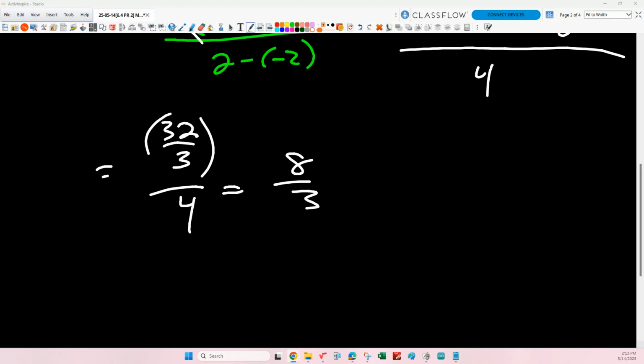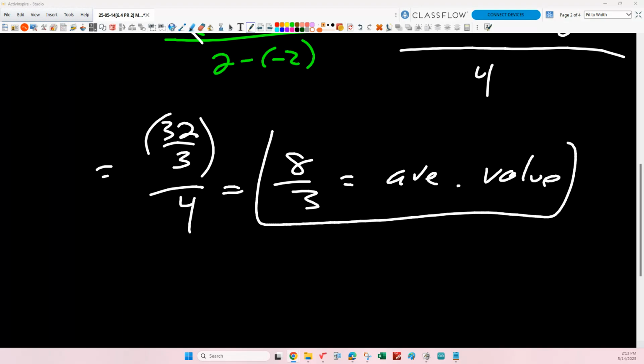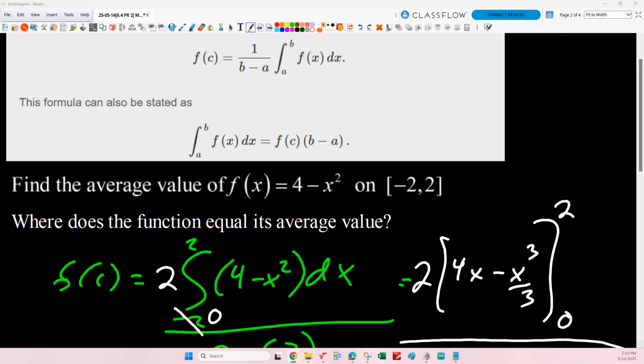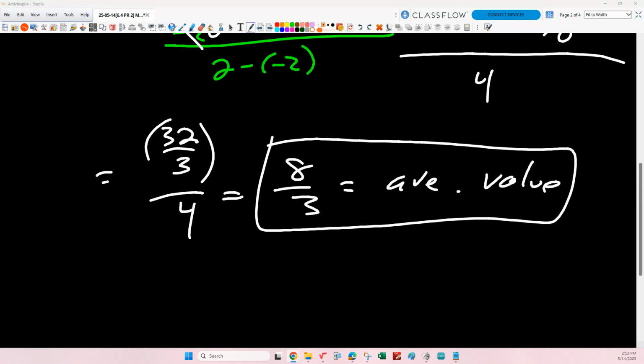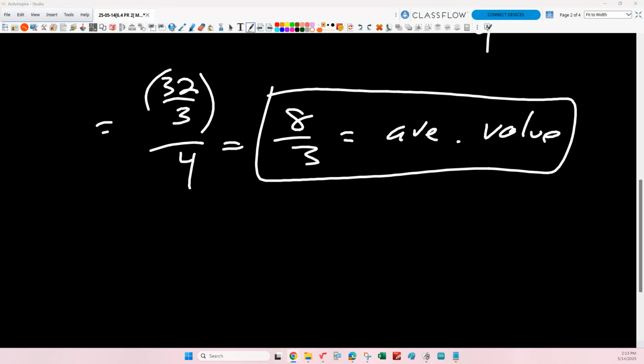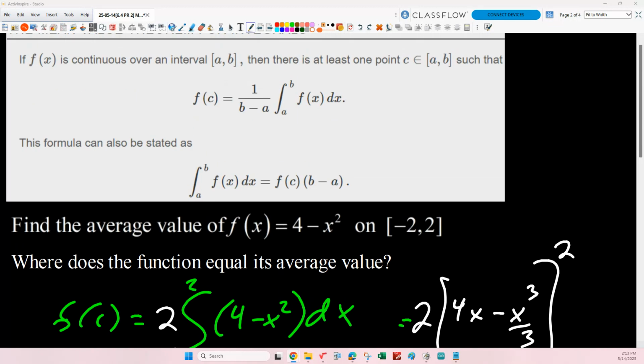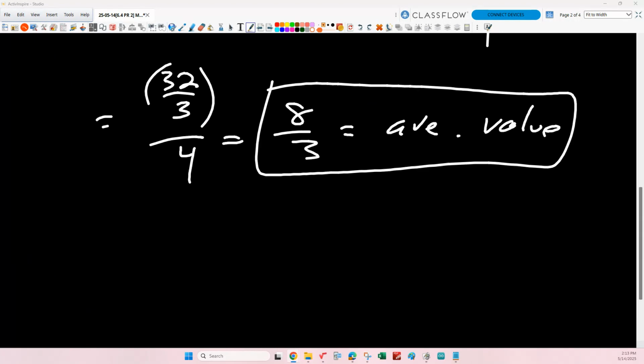Okay? Make sense? Okay? Now, that's the first part. So this equals the average value, or f of c. Okay, the second part is they want to know, where does the function equal its average value? How would we find that? Yeah, just set the function equal to 8/3 and solve. That's not calculus, right? So what do we get here? Our original function is 4 minus x squared.